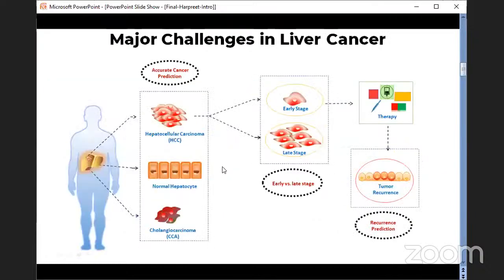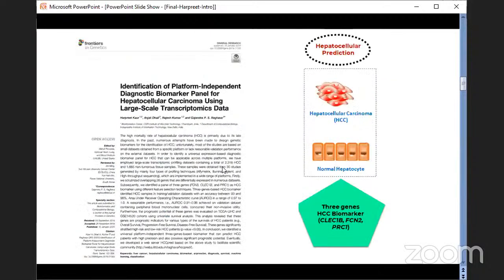The major issues associated with liver cancer include its inaccurate diagnosis and its late diagnosis, specifically at a later stage. Another reason that results in poor prognosis of the patients is tumor recurrence. So keeping these concerns in mind, we have tried to address these issues using various bioinformatics approaches.